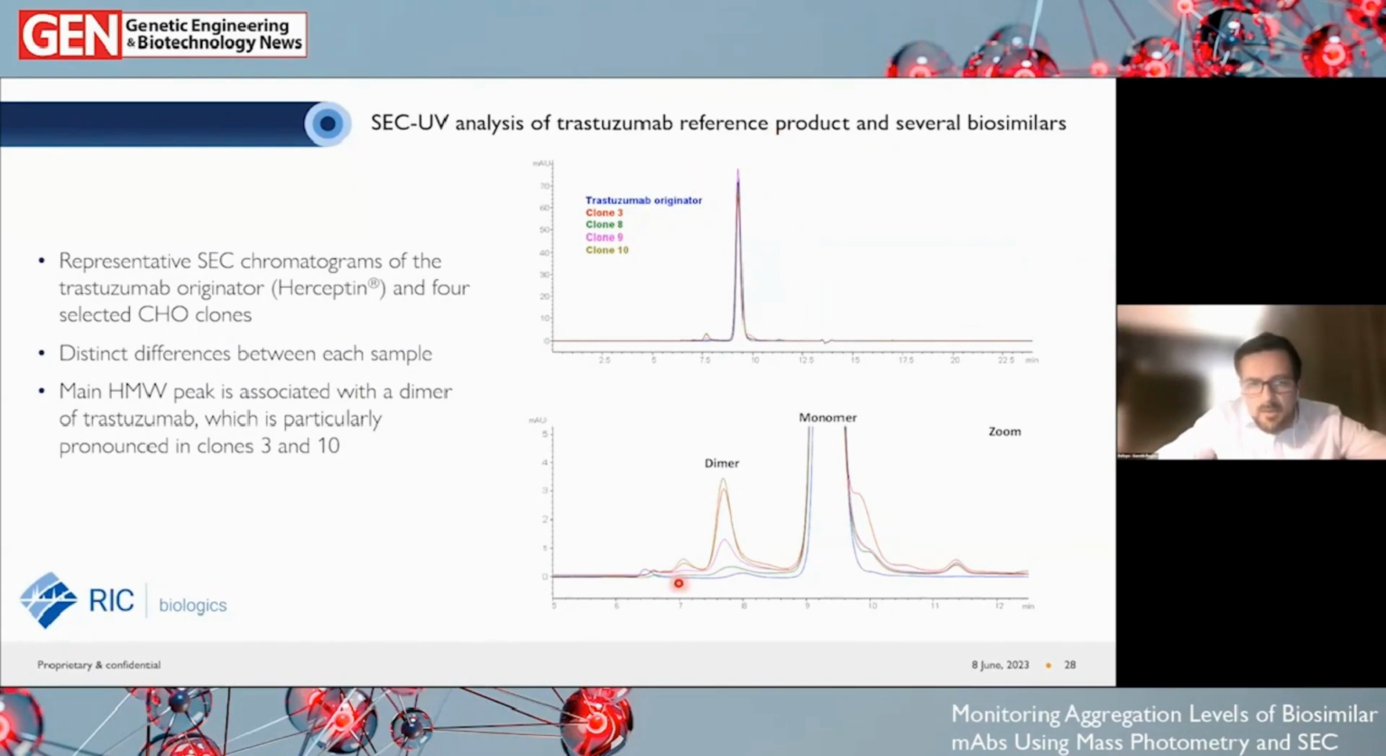If we zoom in, there are a couple of things that should be apparent here. There are four different biosimilar clones, and as you can see, the main differences relate to the high molecular weight peaks associated with the dimer of trastuzumab. The presence of dimers is particularly pronounced in clones 3 and 10. And as you can see, there is a very small amount of dimer from the original parent molecule Herceptin.